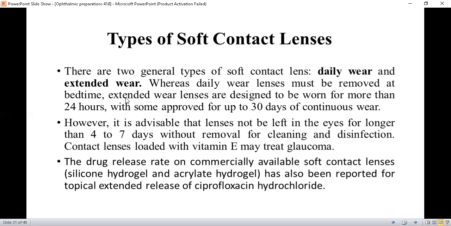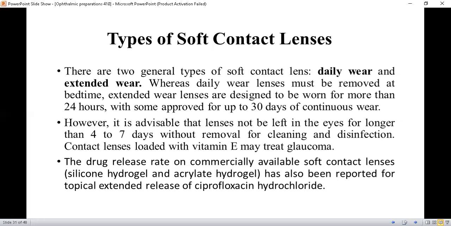Students, as we have discussed, there are basically two types of soft lenses: daily wear lenses and extended wear lenses. By daily wear lenses, we mean that you wear them on a daily basis, and at bedtime you have to remove these lenses from your eyes.